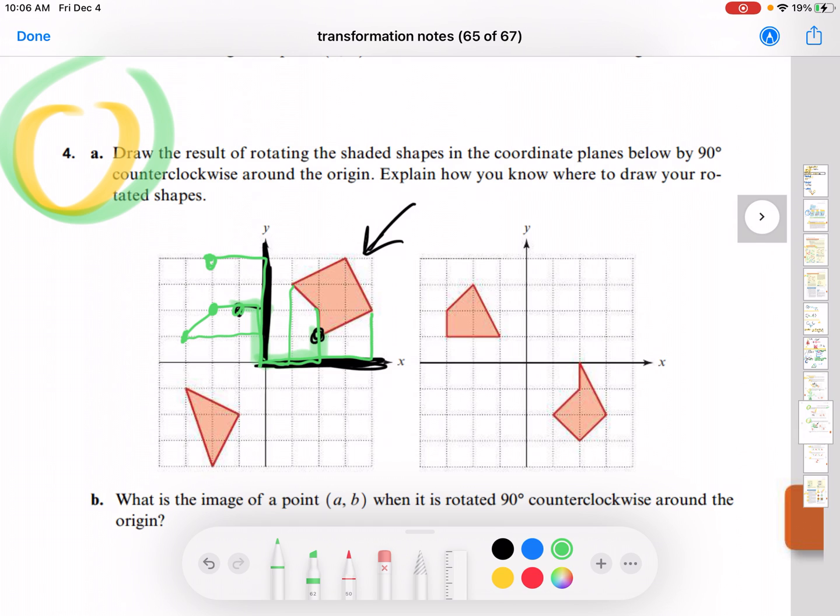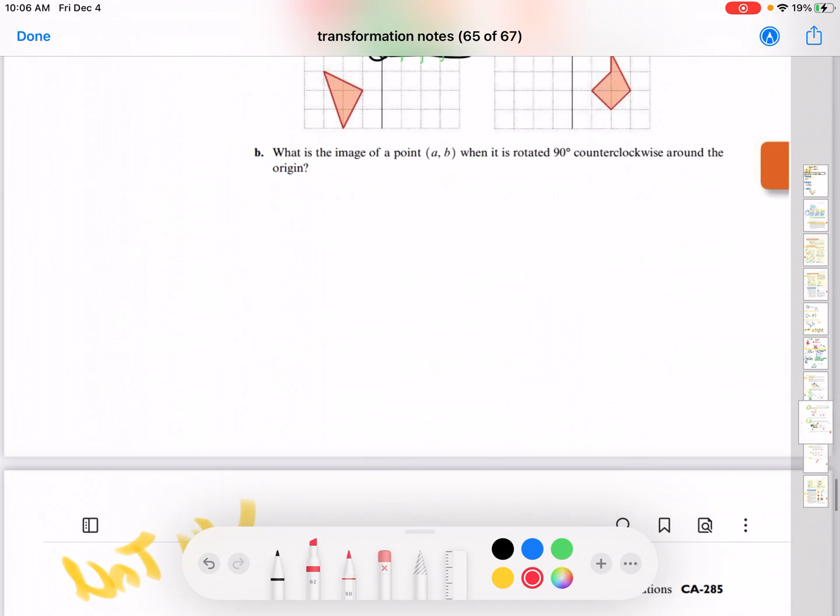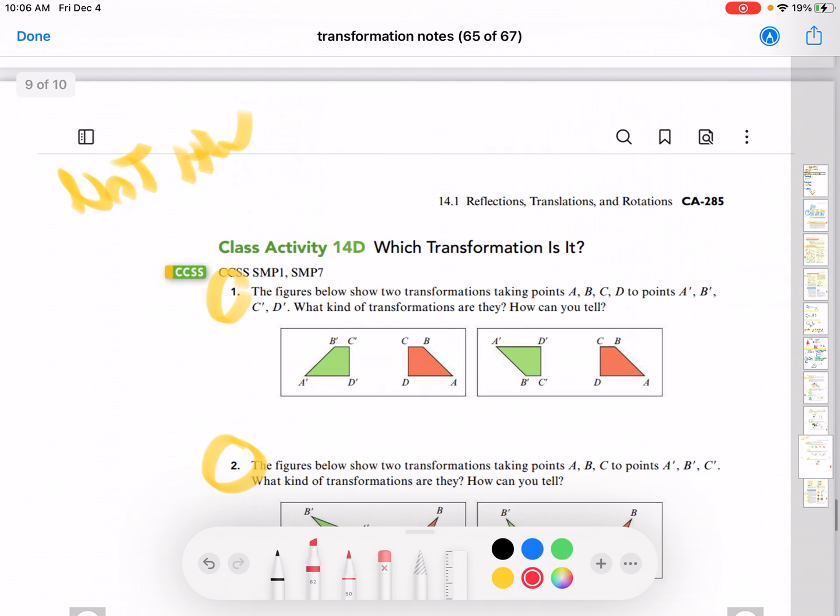And we can start to put these things together. I'm missing one other point, which was right 3, up 4. So it should go up 3, left 4. Now if I connect all of these lines, we should get the exact same shape, but rotated 90 degrees around the origin. So just a slightly different orientation.